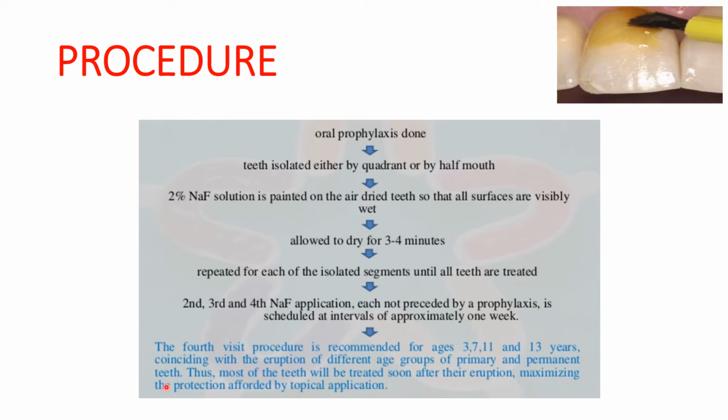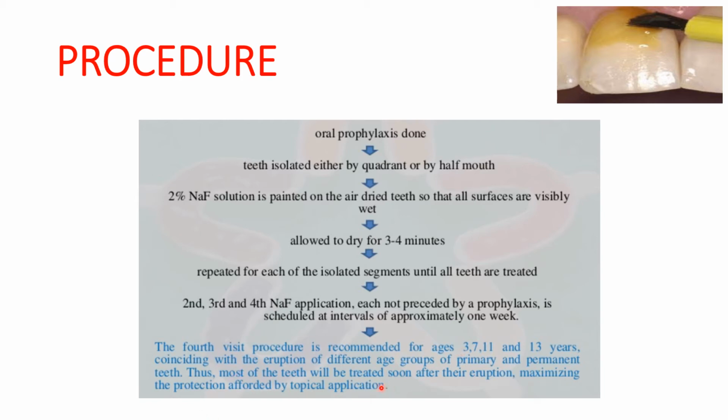Now the four-visit procedure is recommended for the ages 3, 7, 11 and 13 years. So you do this procedure at the age of 3, 7, 11 and 13. As we said, we do this procedure 4 times, so at the age of 3 you do it 4 times with a gap of 1 week. Then you do the same procedure at 7, then at 11, and then at 13.